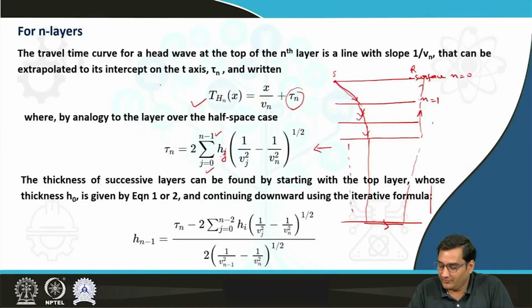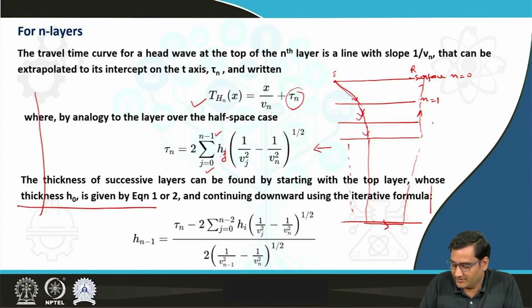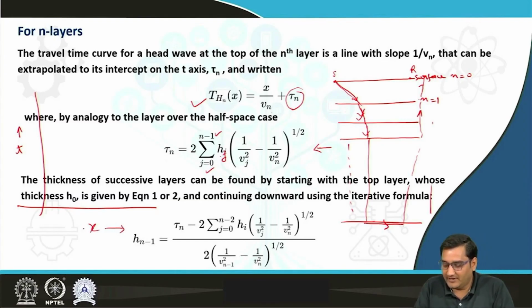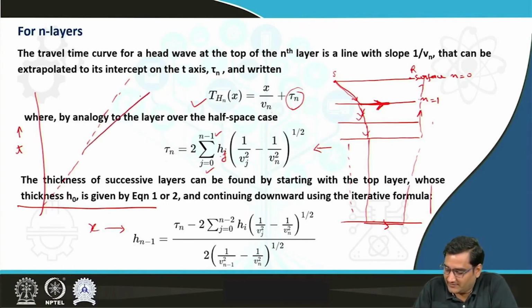When you do your experiment for refraction seismology on n number of layers, you can probably get a curve something like this. Let's suppose this is your travel time curve. Here you have t, here you have the x distance, and this is your direct wave. For the first layer, n is equal to 1, the head wave traveling along the boundary between the first layer and the second layer will have a slope something like this.